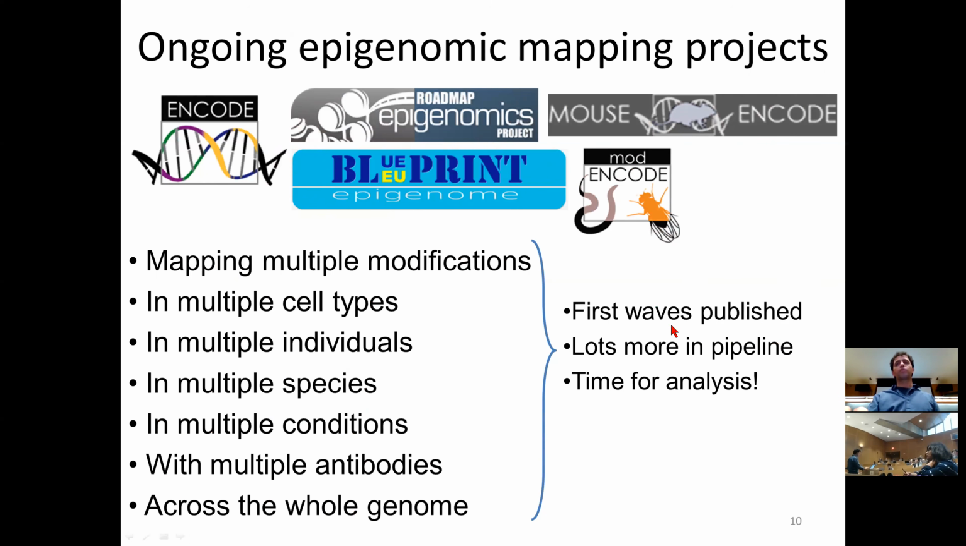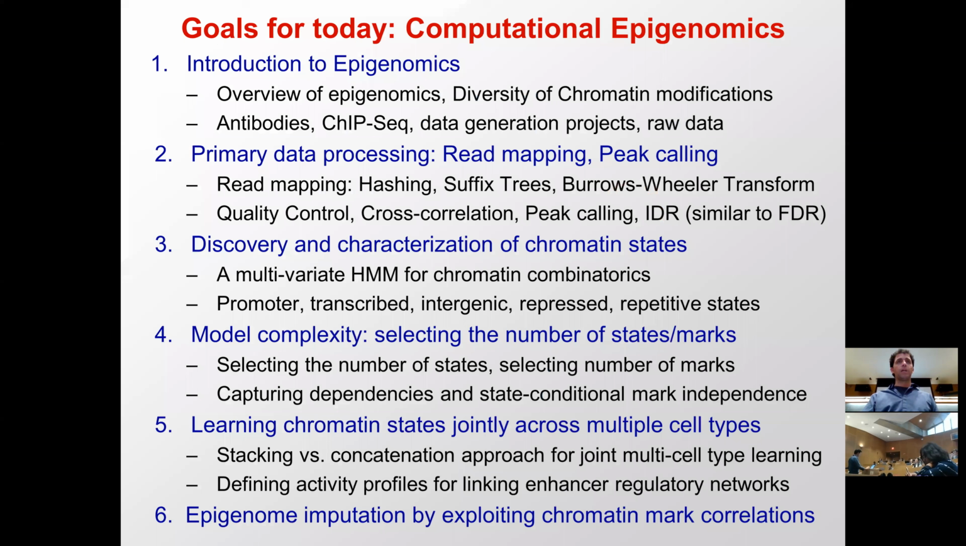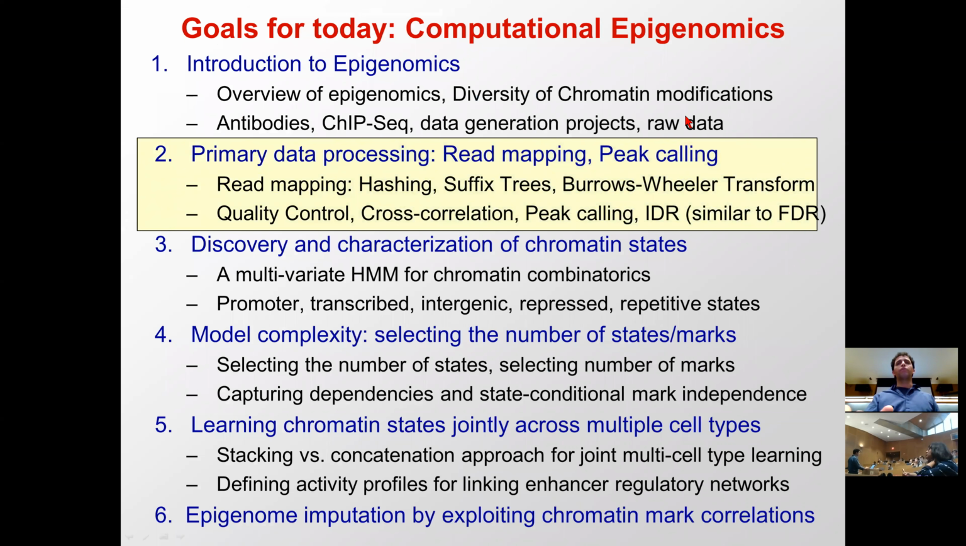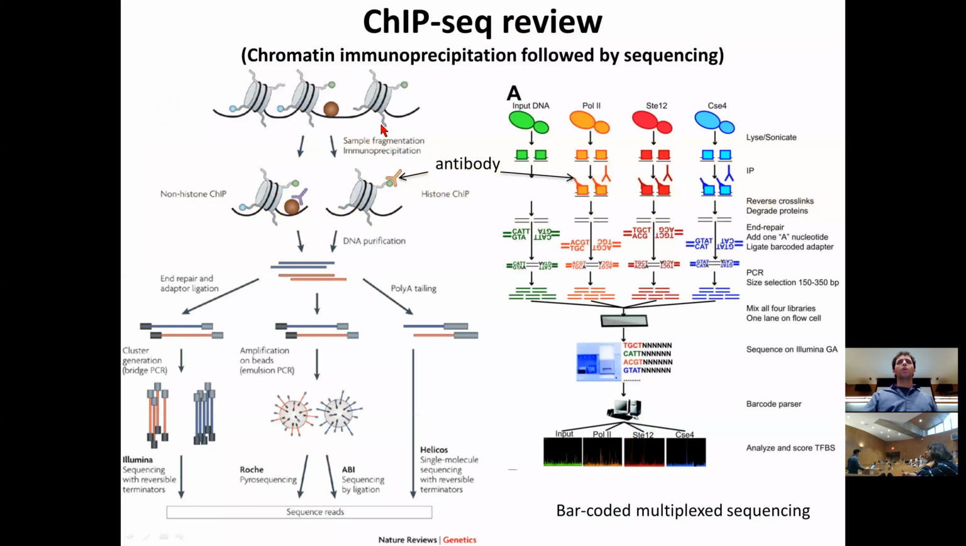So there are many waves of papers that have already been published. There are many more in the pipeline, and now the time is right for massive, massive analysis. So now's a good time to be an epigenomicist. So this is the introduction: basically what is epigenomics good for, the diversity of modifications, and then let's now learn about, that should have been here, ChIP-Seq.